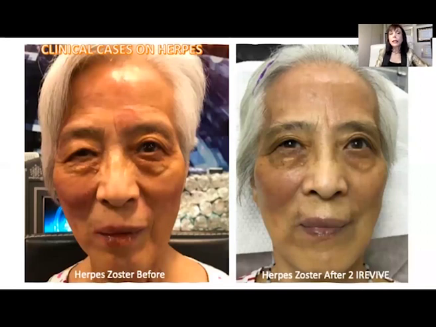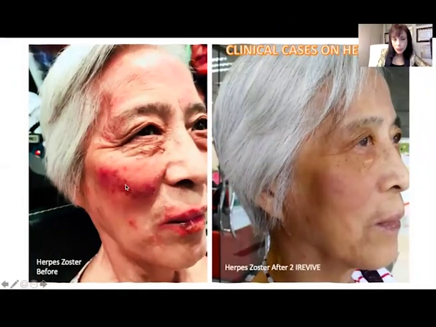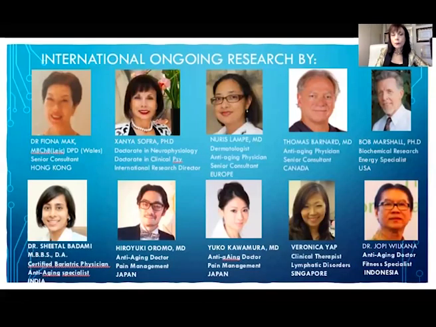This is another clinical case on herpes. This is the lady before, and this is after 2 treatments. As you can see, there is significant healing. As you cannot see, it was much worse in real life. Here you can see it a little better. You can see the inflammation here and the damage of her skin and how it has completely repaired. It's the same lady after 2 treatments, 86-year-old with herpes zoster.